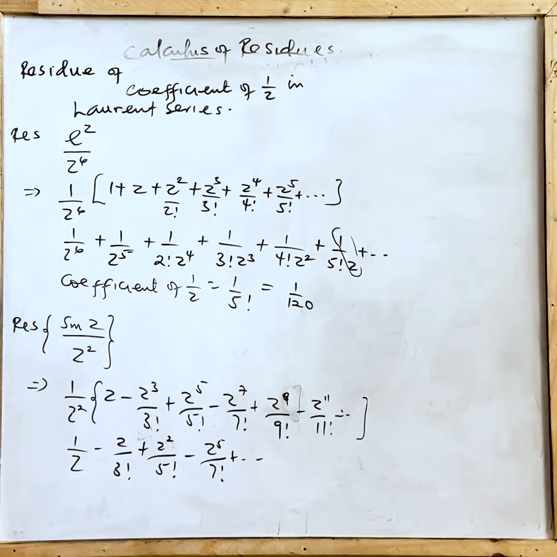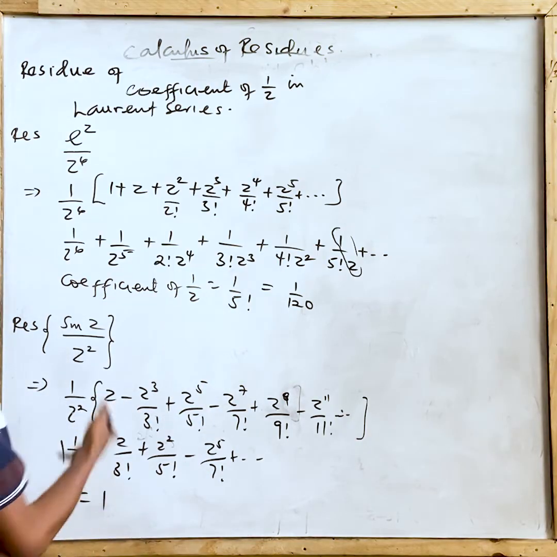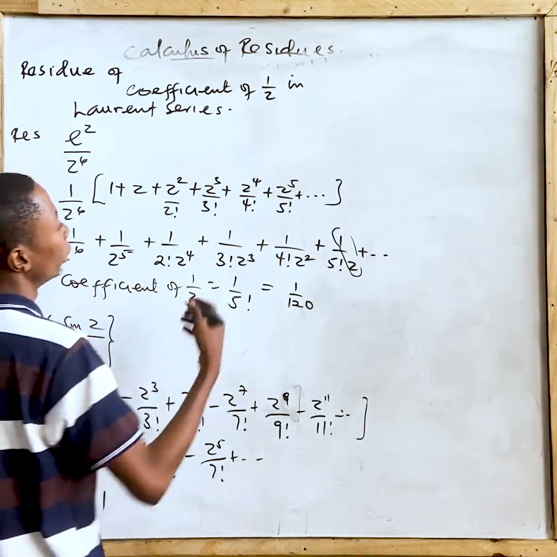So I don't need more expansion again. I've already gotten 1 over z. What is the coefficient of 1 over z? That's 1. So the residue of this one is equal to 1. Just take the expansion and then divide by whatever we are dividing by.